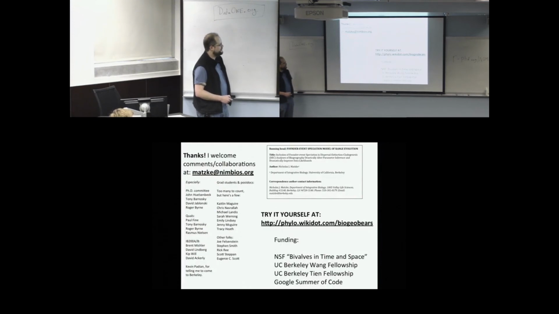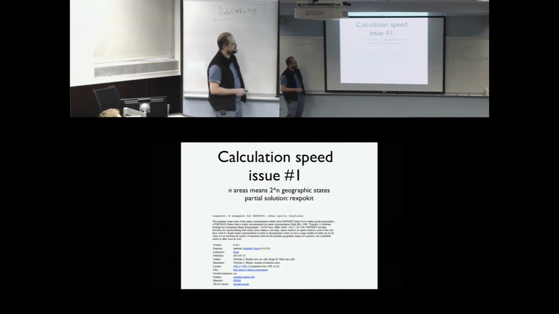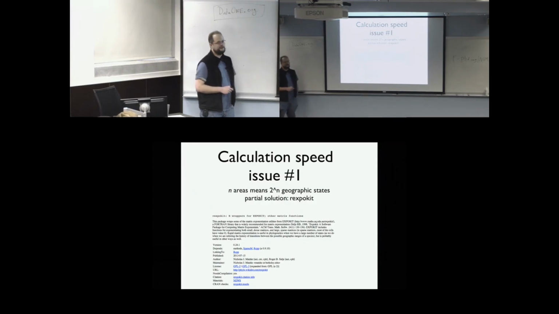And like I said, there's the wiki page if you want to try this, or even just look at the code. I should talk just a little bit more about the calculation issues. The thing that really kills me is the fact that if you have n areas, right?